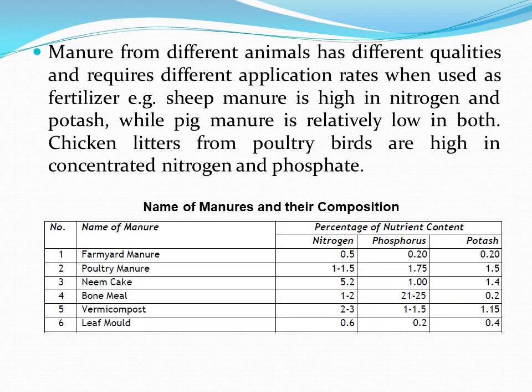Now the manure from different animals has got different qualities and it requires different application rates when it is used as a fertilizer. For example, sheep manure is high in nitrogen and potash. Pig manure is low in both nitrogen and potash. And chicken litter, which is obtained from poultry birds, is high in concentrated nitrogen and phosphate. As you can see in the table, it shows names of various manures and their composition.